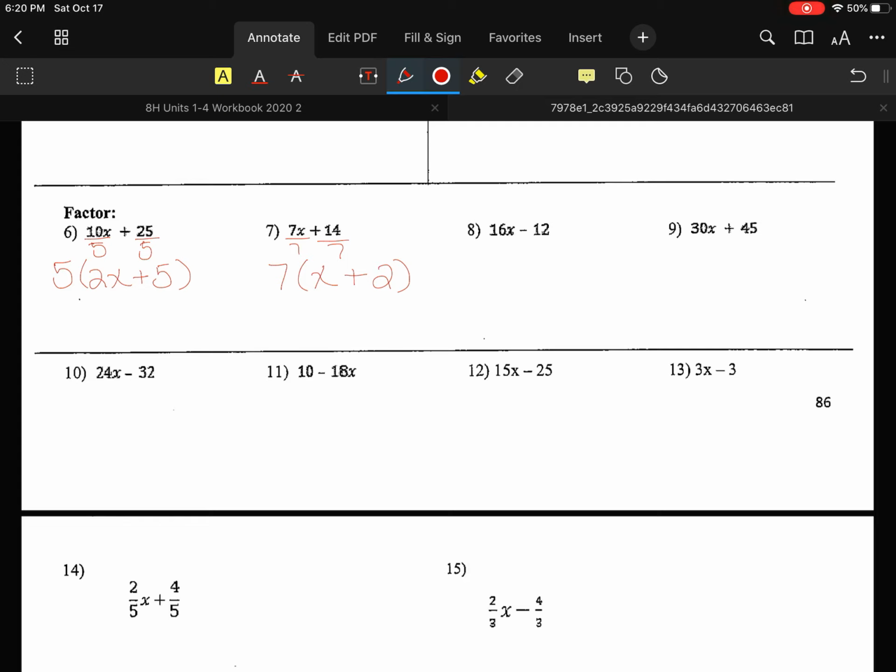Divide each term by 7. I have x plus 2, or 1x plus 2 if you want to put the 1 there. 16 and 12, the smaller of the two is 12. 12 can go into 12. 12 can't go into 16.